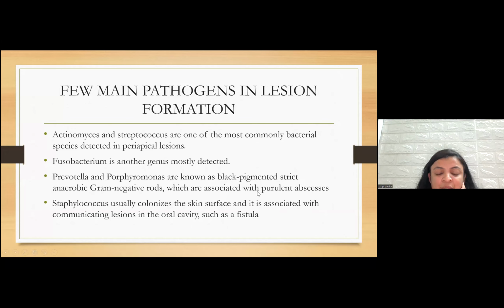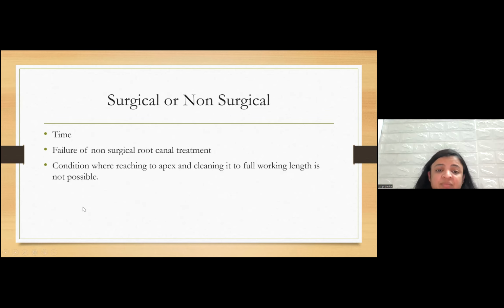Whenever you see an abscess with pus coming out, there will be presence of prevotella and porphyromonas. And whenever you see any opening in the oral cavity, like sinus formation or fistula formation, there will be a presence of staphylococcus. So, how to decide whether to go for surgical treatment or non-surgical treatment?